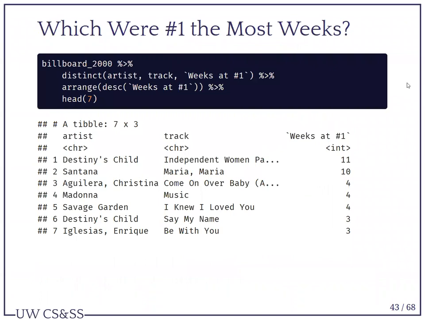So who had the most weeks at #1? We can take our Billboard 2000 data and then find the distinct combinations of artist, track, and weeks at #1, and then arrange them in descending order of weeks at #1, and then look at the top 7.